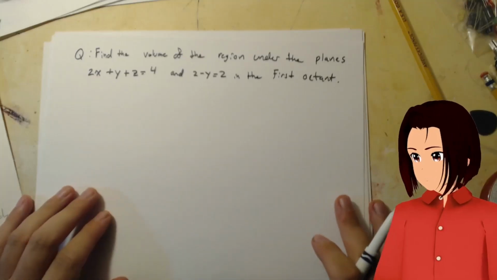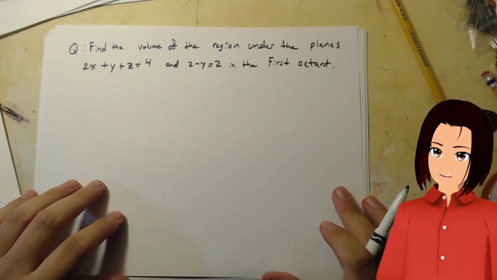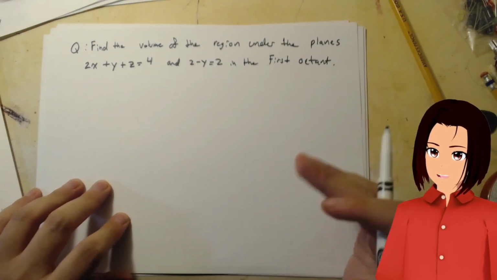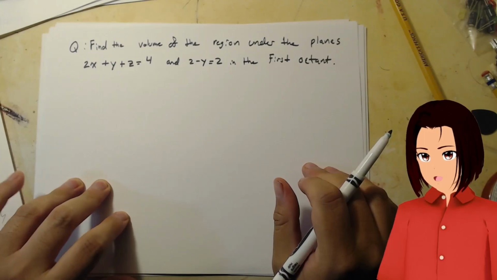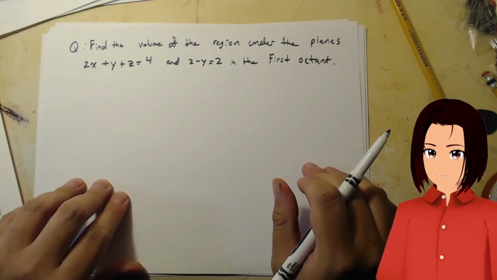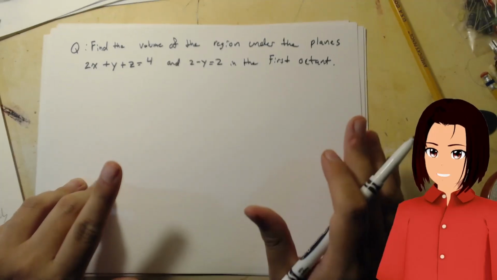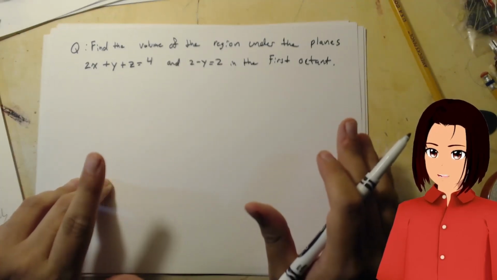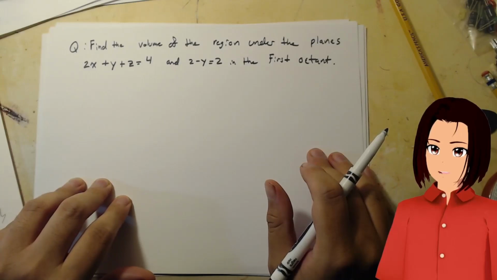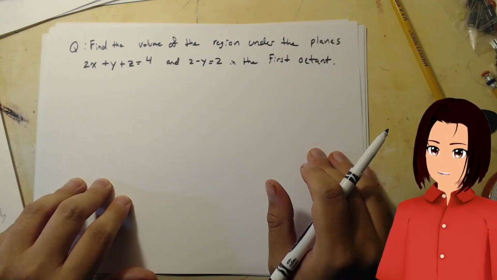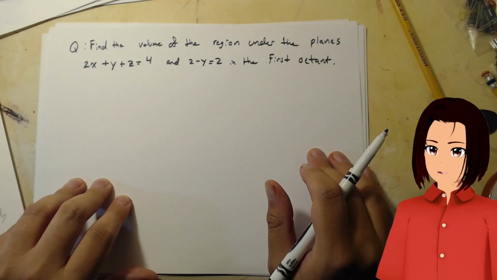Hello. So I had this question earlier from someone, and here's my attempt at solving it. We have the volume. We want to find the volume under two planes in the first octant. So basically we're going to use double integrals to find the volume of a space that is bounded by two planes.